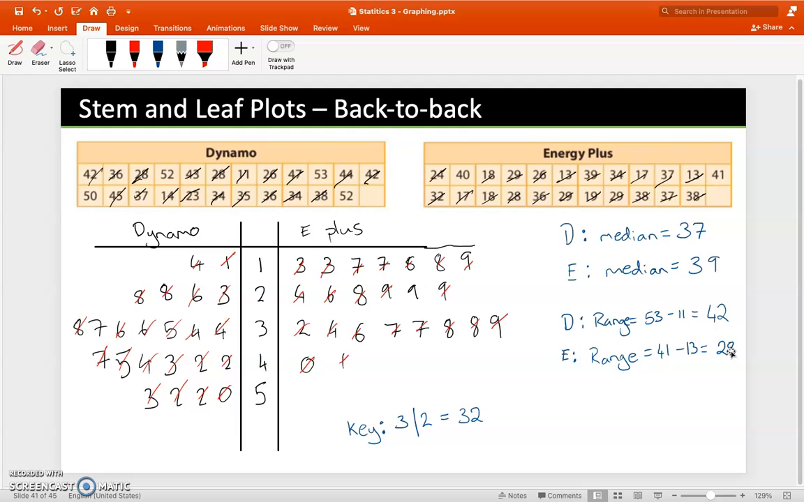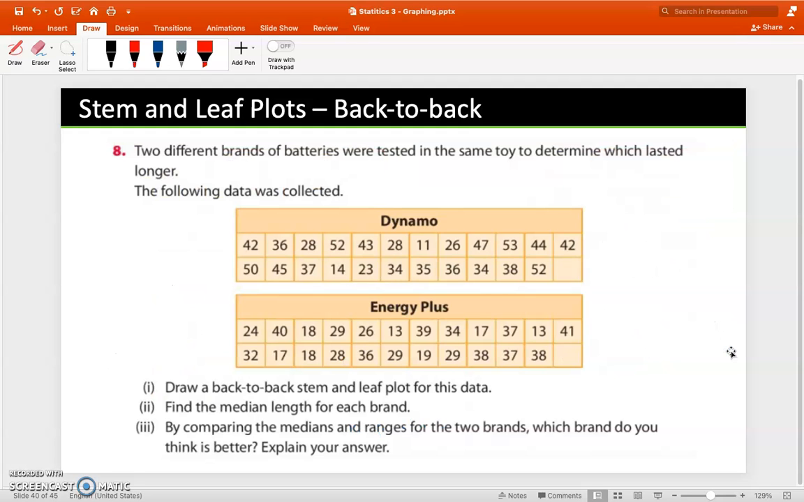What's in it? Oh, sorry, it's batteries, not even energy drinks.